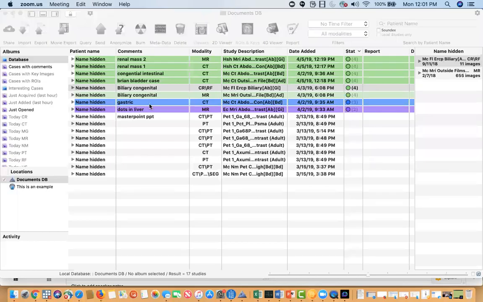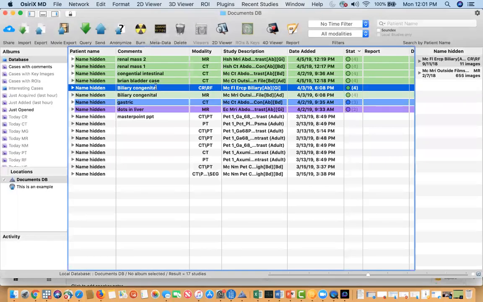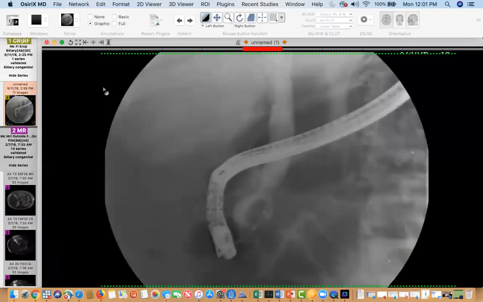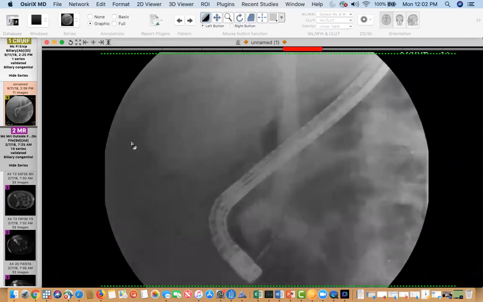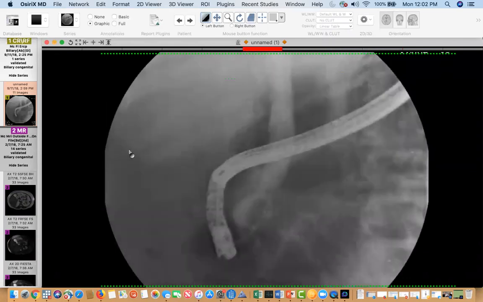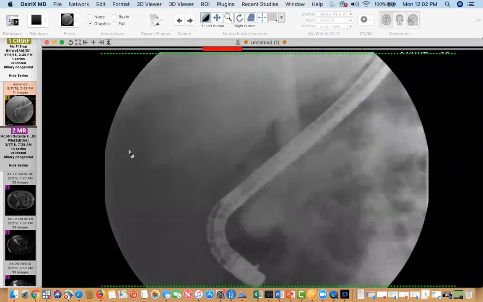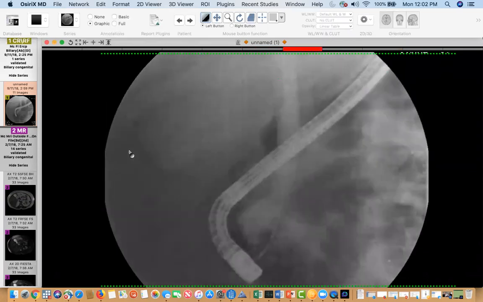My first case is an ERCP case, and then I have an MR that follows, and this is the relevant image. Any thoughts? That's it. Choledochocele? Good, good.